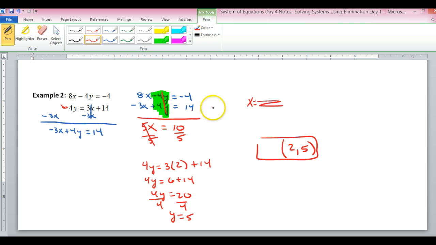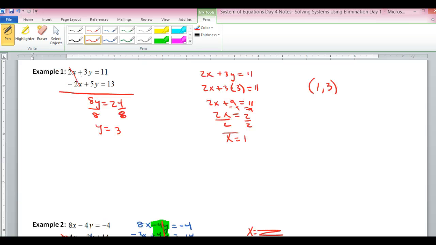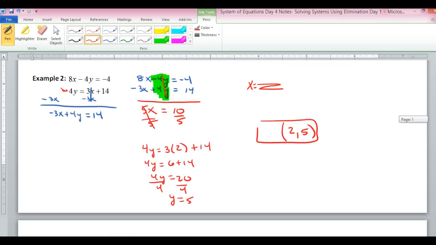Okay, so again, we had to put this second equation in standard form, align it vertically, and notice the y's eliminate, which is good for us. Okay? Alright, let's look at another example.